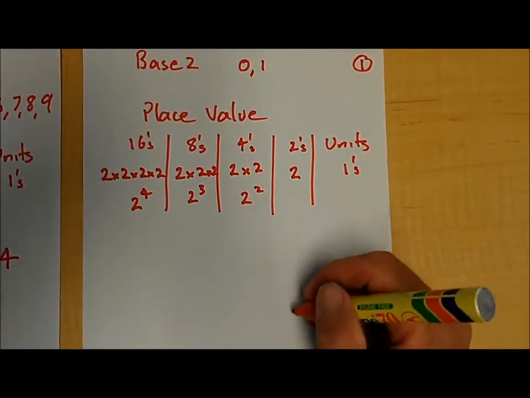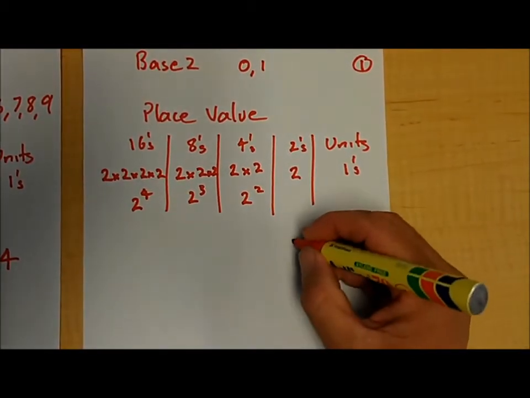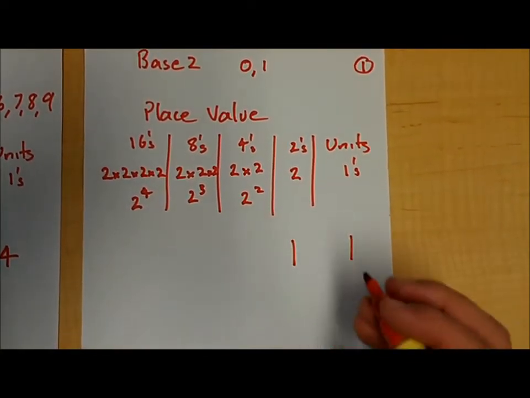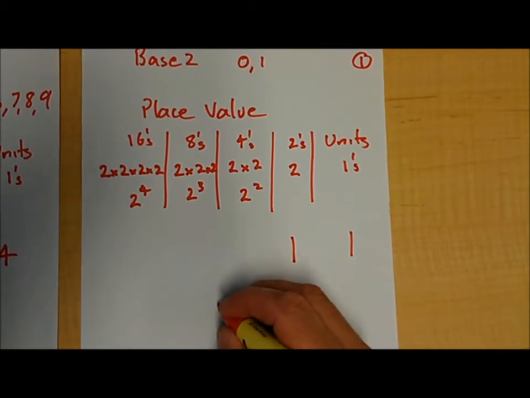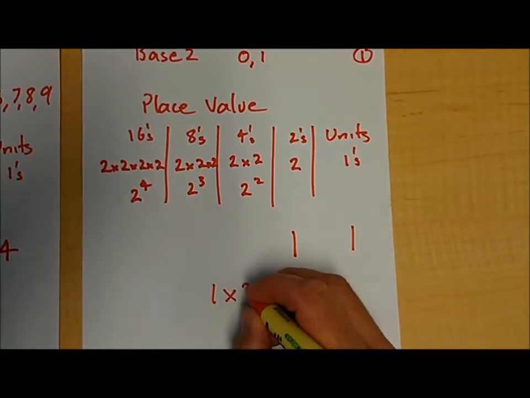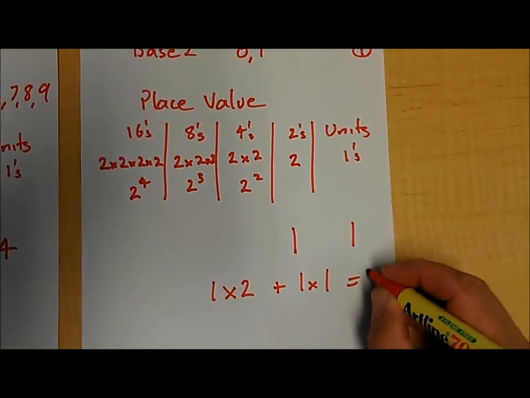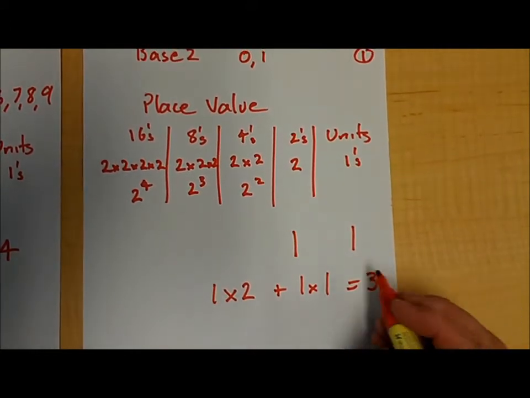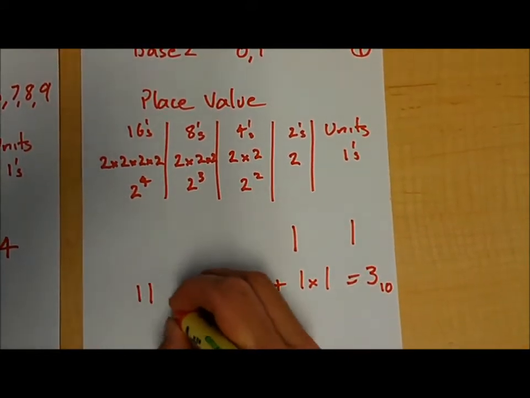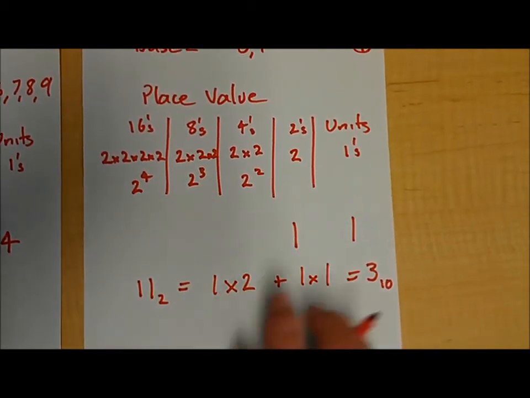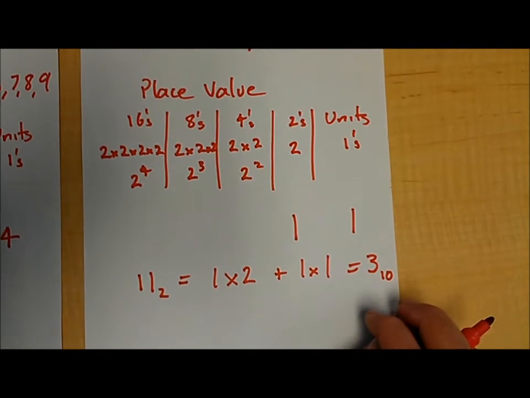So if in this system I write the number 1, 1, then what I'm saying here is I have 1 lot of 2 plus 1 lot of 1. So actually that's 3 in base 10. So my 1, 1 in base 2 is actually 3 in base 10. So I just have to interpret from a place value chart.